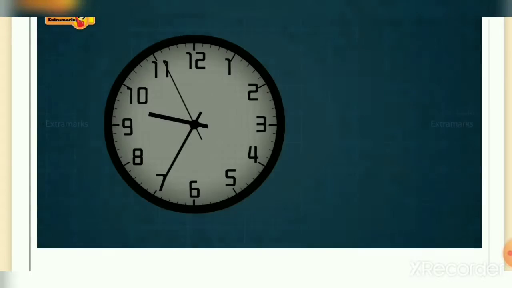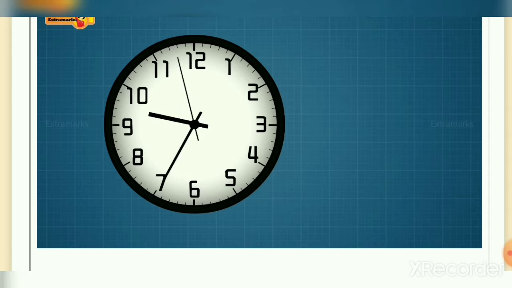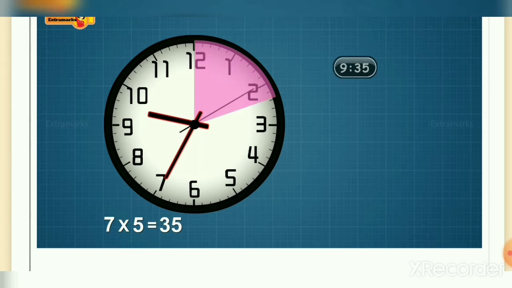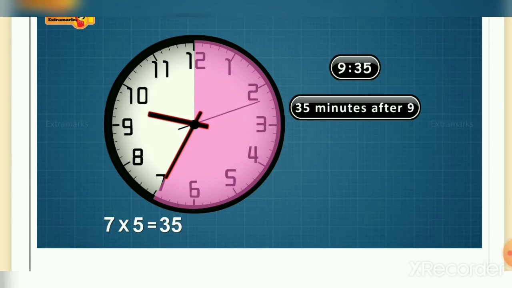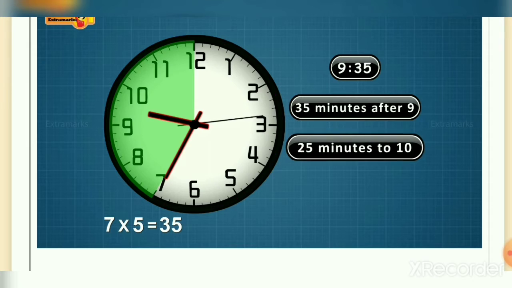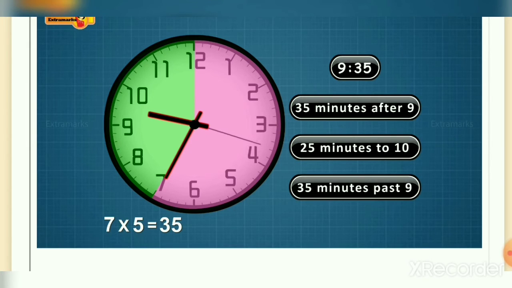Time can be represented in different ways. Consider a clock. The hour hand is after 9 and the minute hand is at 7. In this case, we will multiply 7 by 5 to get minutes. So we can read this time as 9:35 or 35 minutes after 9 or 25 minutes to 10 or 35 minutes past 9. However, it is represented as 9:35.